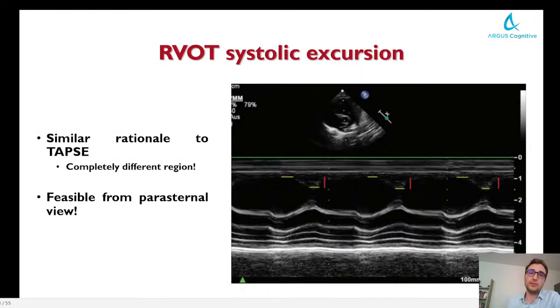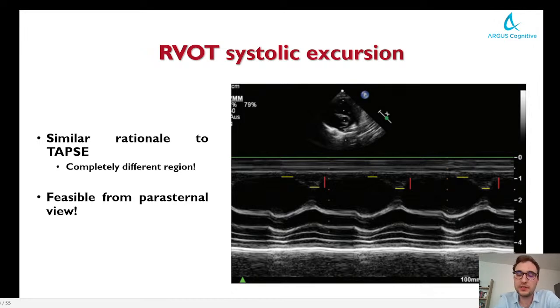So we have another approach for the assessment of longitudinal function in children, which is the measurement of right ventricular outflow tract systolic excursion. The rationale of it is actually similar to TAPSE, so we can measure the excursion of the right ventricular outflow tract with an M-mode image. However, it assesses a completely different region. Compared to TAPSE, it's not examining the movement of the inflow, but the outflow tract of the right ventricle. Importantly, it's also feasible from a parasternal view.